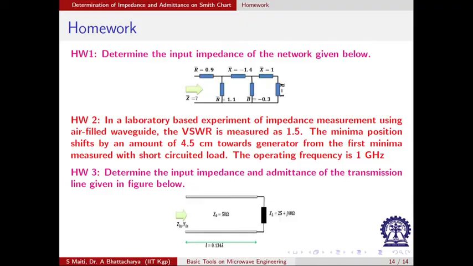So, in this whole module the Smith chart as a tool has been introduced. Please go through the assignments, try to solve them and submit. If you can solve these assignments, it will give you confidence that you have learned how to use this tool, the Smith chart, as an RF engineer. Okay.